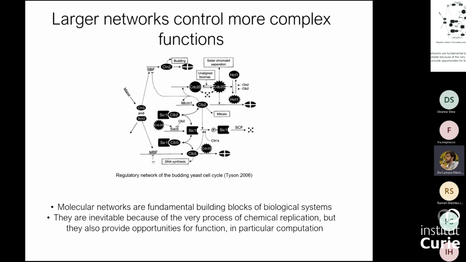Okay, so these molecular networks are fundamental building blocks of biological systems. In a sense, they are inevitable because the very essence of a living system is to reproduce. So to implement a network that starts from itself to create itself, right? A relatively direct feedback loop. So they need to be there just because of this very process of replication. And life is using them to perform more complex functions and in particular computation.